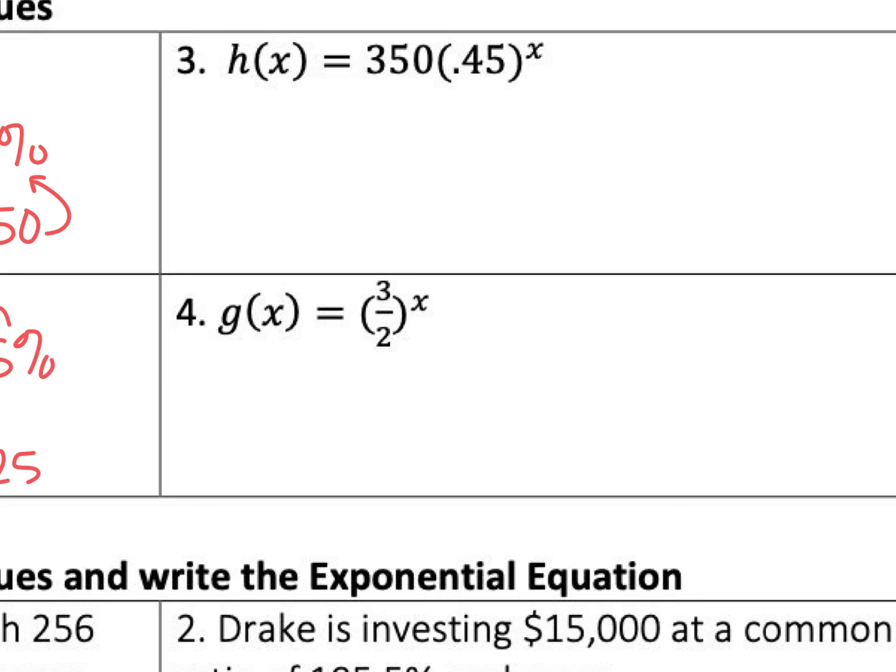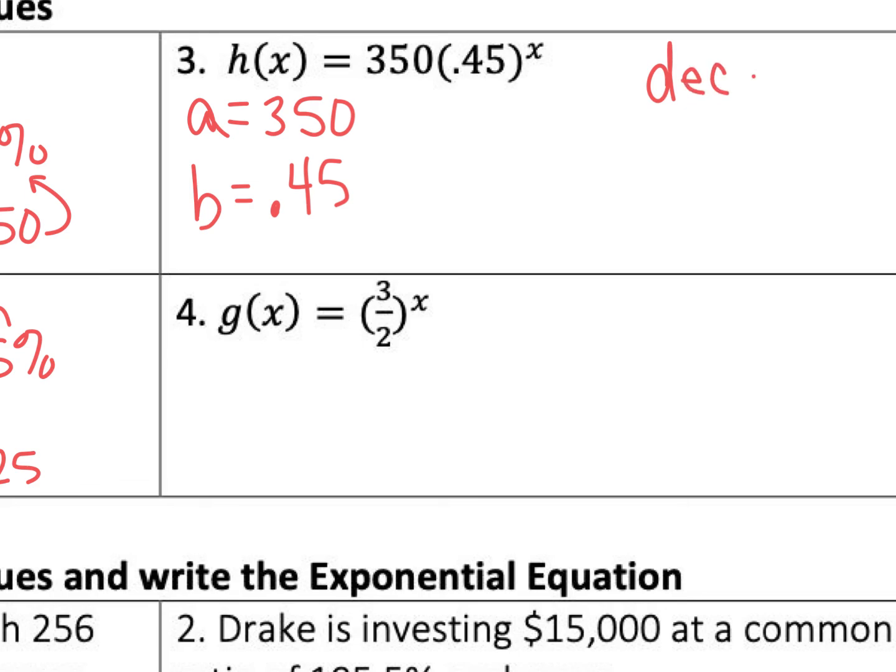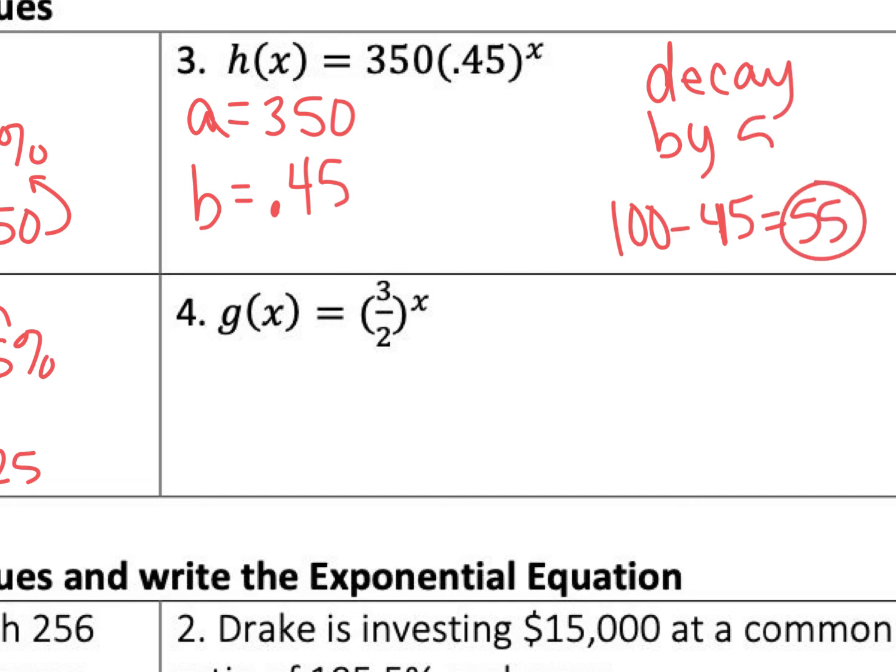Here, what's my A? 350, good. What's my B? 0.45 or 45%. Growth or decay? This is a decay, okay? So again, decay by, now this is not a decay by 45% because remember, we're doing 100 minus the 45 is 55. So we're decaying by 55%. That 0.45 or 45% is what is left.